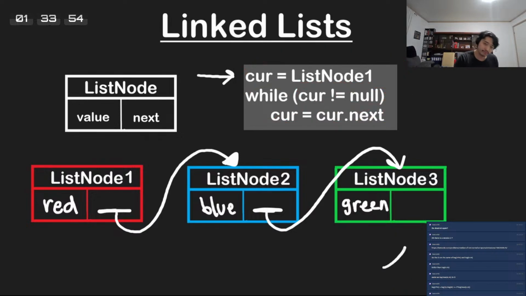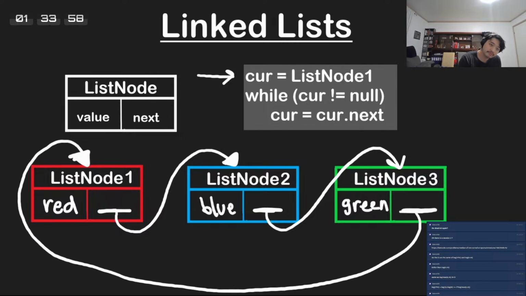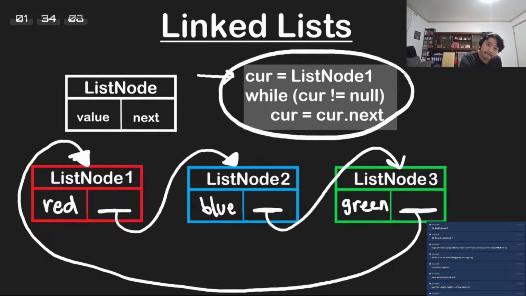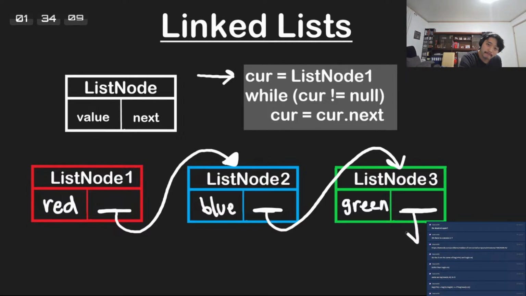Now, my question for you is what would have happened instead if this next pointer of the third node was actually pointing at the first node? Well, we would have started here, then went to the blue node, then went to the green node, and then we would have come back to the red node, and then back to the blue node, back to the green node, and just kept doing that over and over again. It wouldn't be very fun to run because the program would crash. It's an infinite loop.